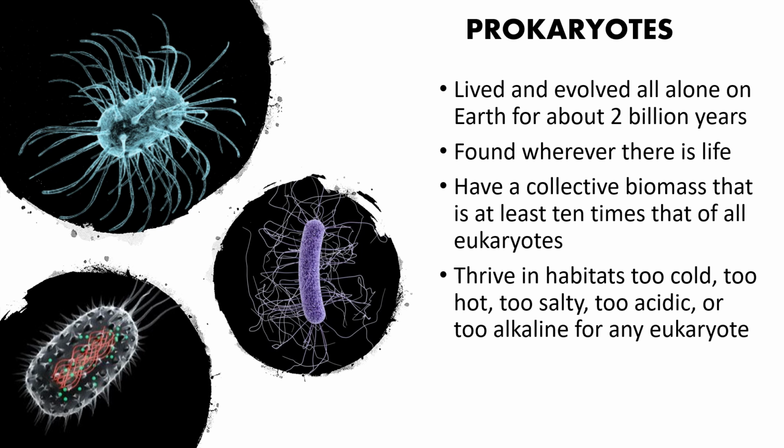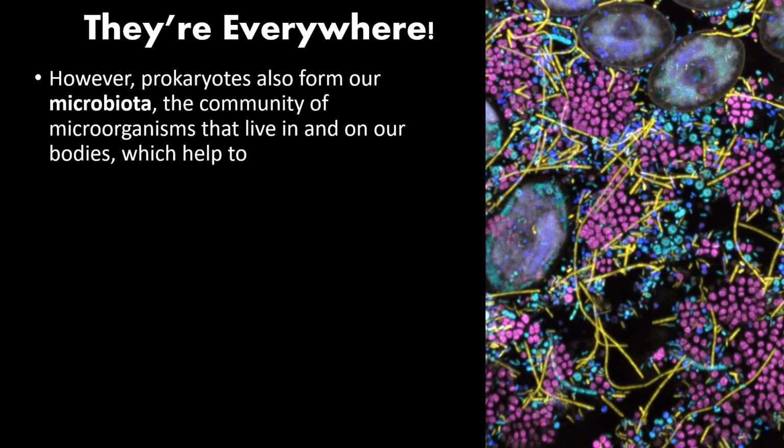Prokaryotes can live in pretty insane conditions, places that are too cold, too hot, too salty, too acidic, too alkaline for any eukaryote. And so again, you can find prokaryotes basically anywhere on the planet. Prokaryotes are also one of the big causes of human disease, and we'll talk about some of the different bacteria specifically that are involved in human disease.